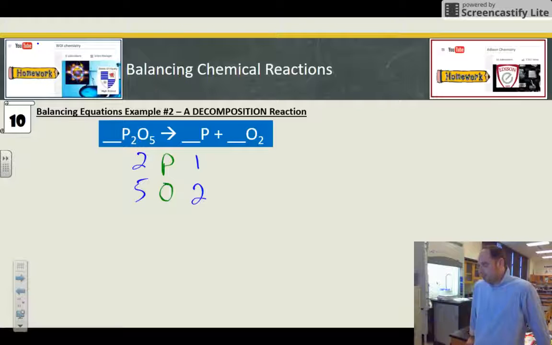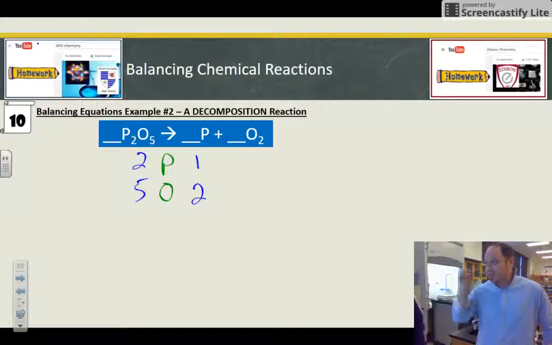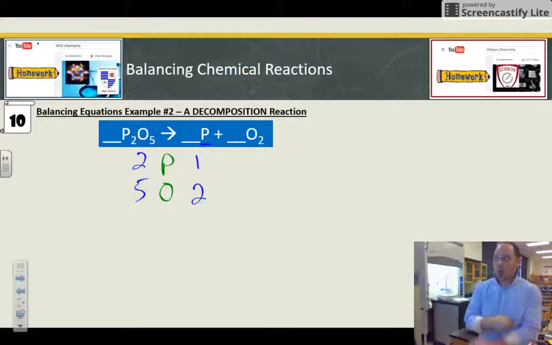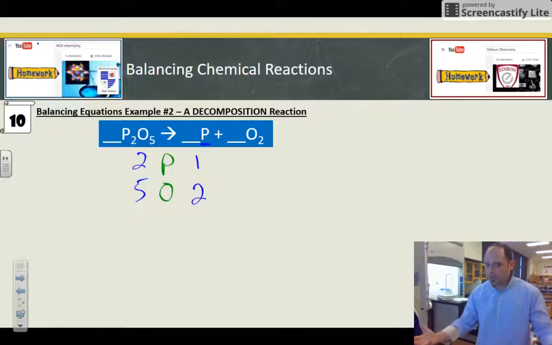You've got good experience balancing these things. Which one should I balance first, the P or the O? I would definitely balance the O first. The reason why is because the P is by itself, it's a solid element, so no matter what coefficient you need to put there, you can. The O, on the other hand, comes in packages of 2. If I were to balance the P and just multiply this by 2, it wouldn't help much at this point.